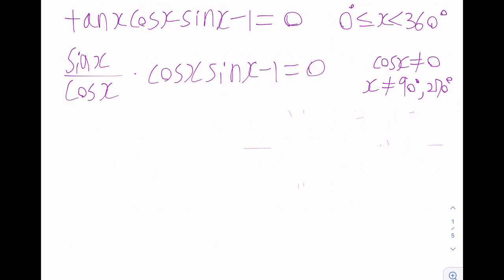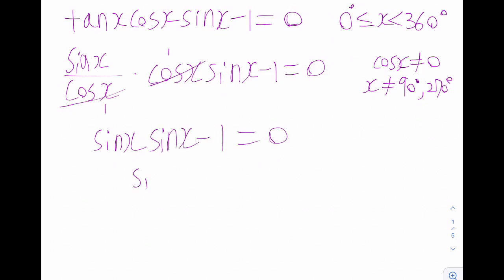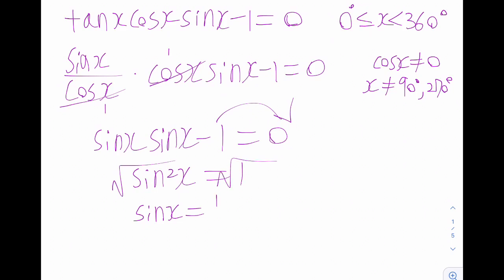Alright, now let's erase that and move on, guys. So we will now simplify cos of x, so that would just become sine of x minus 1 is equal to 0. Sine of x times sine of x is sine squared of x. And that's all going to equal 1 if we move the 1 to the other side. Now we have sine squared of x is equal to 1. We can square root both sides to get sine of x is equal to plus or minus 1.